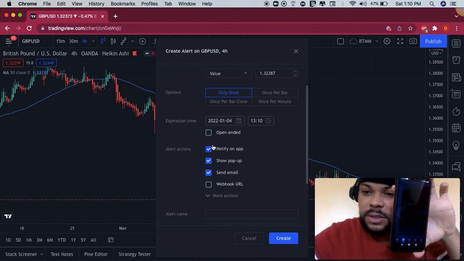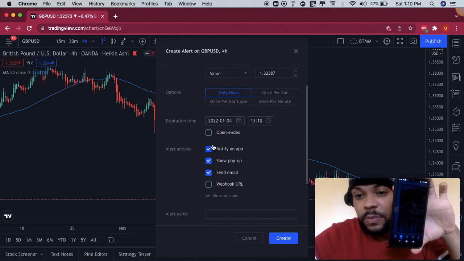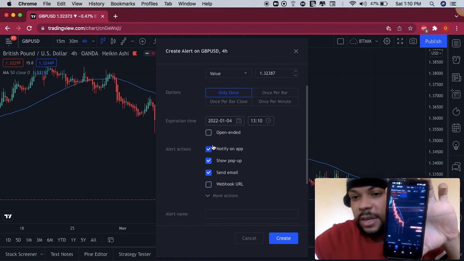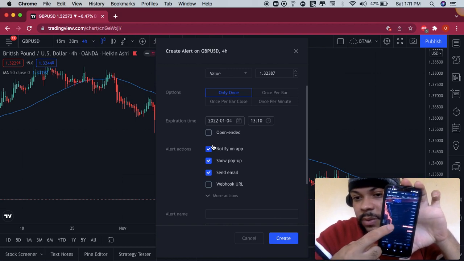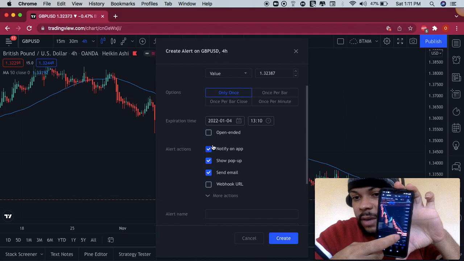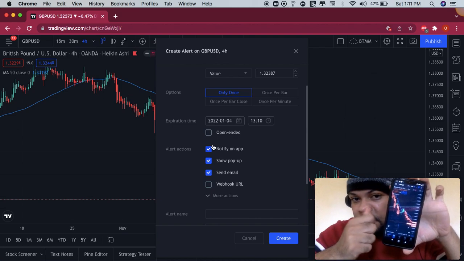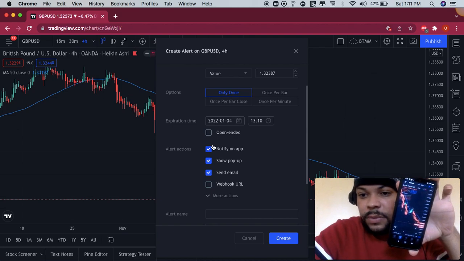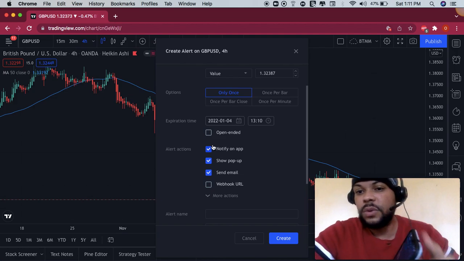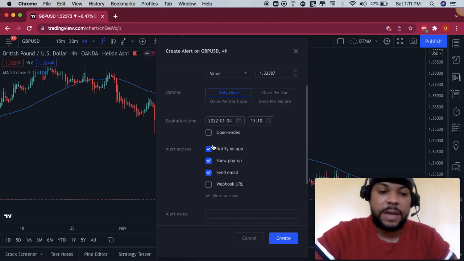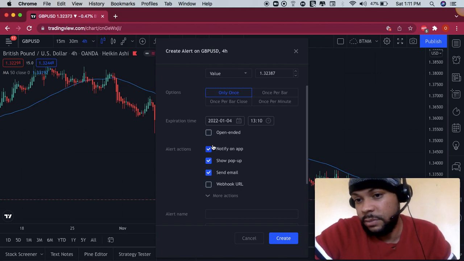Let me see. The app is very slow, so that's what I hate. Yeah, but it's there now. Yeah, the app can be slow. But the same view that you get on the computer is the same view that you would get on the app. So whenever the alert happens on the computer, you'll also get a push notification on the app to alert you for possible trades.